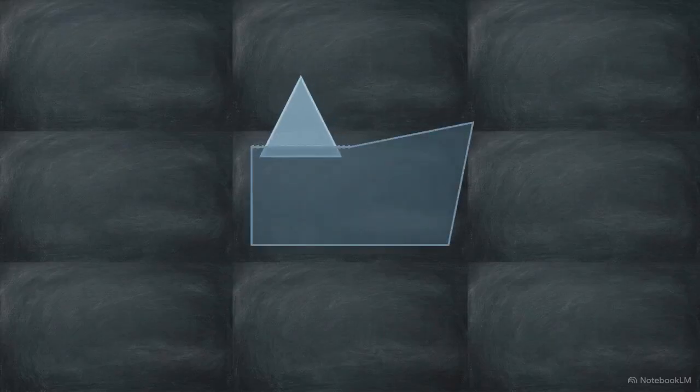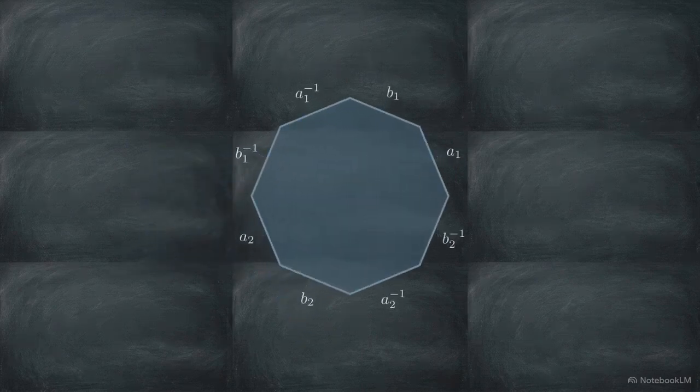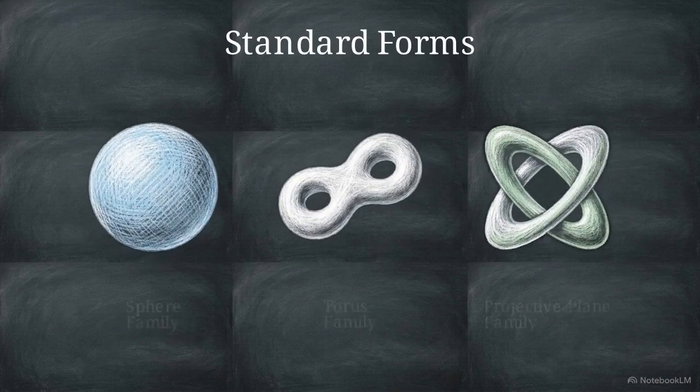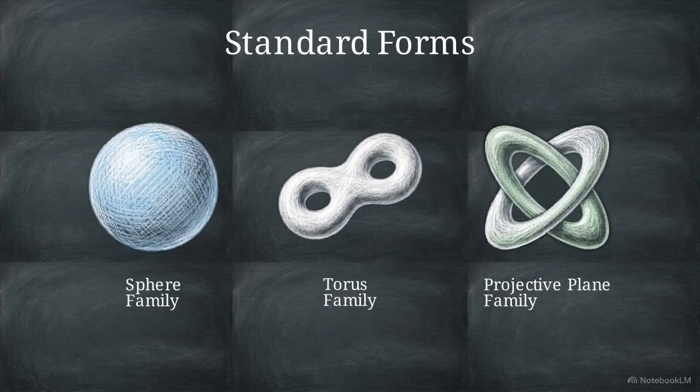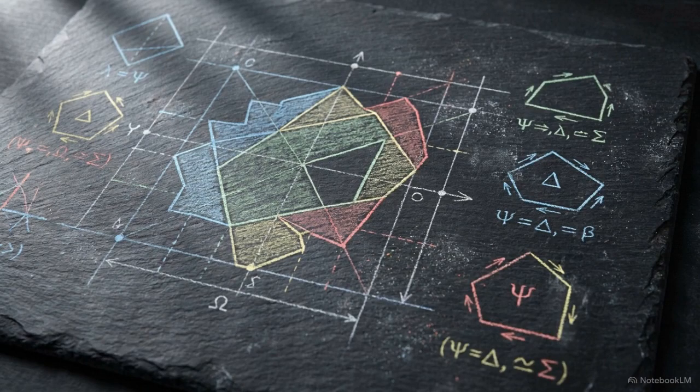Applying these cutting and pasting operations repeatedly allows mathematicians to take any arbitrary labeling scheme and systematically reduce it into one of the pristine standard forms stated in the classification theorem. This raises a foundational question: how do we know an arbitrary, lumpy surface can even be flattened into a neat polygon in the first place?